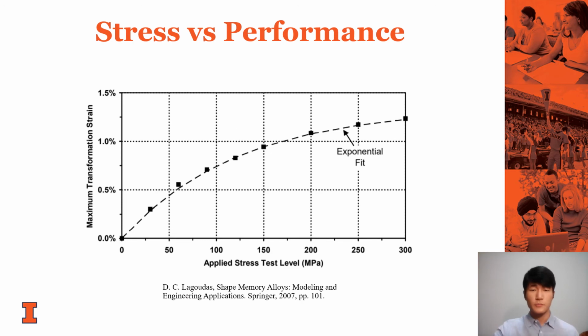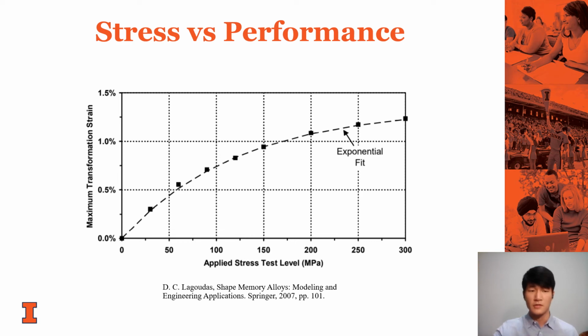The result from the previous slide can be explained by this reference, maximum transformation strain versus applied stress graph. As shown here, the graph shows the exponential fit, and as the stress level goes higher, the transformation strain converges. This graph can also be used to explain the linear relationship between the SMA actuator length and its deformation. If the transformation strain is only related to the stress, strain values should be identical when the amount of applied stress stays constant.